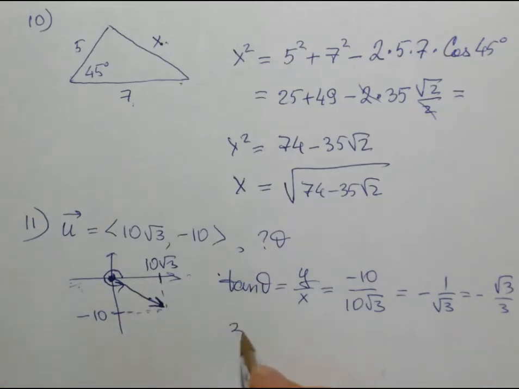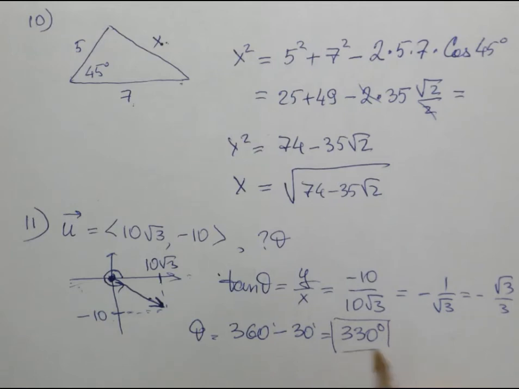or 360 minus 30, 330 degrees. So theta is 330 degrees.